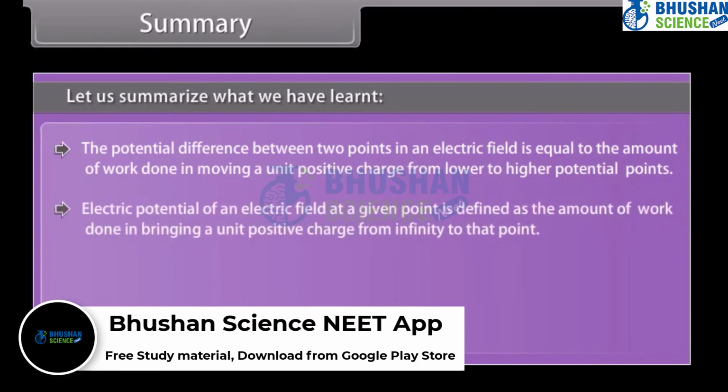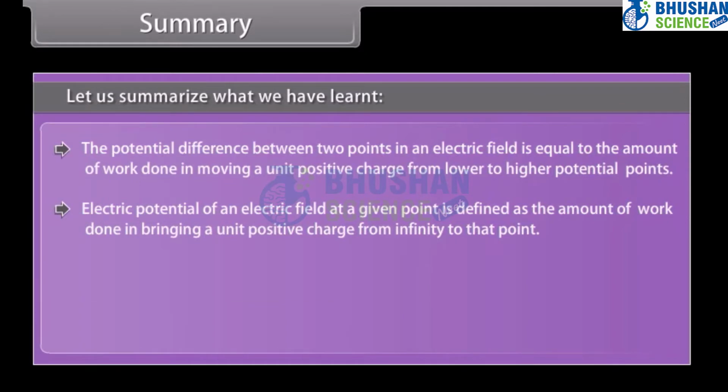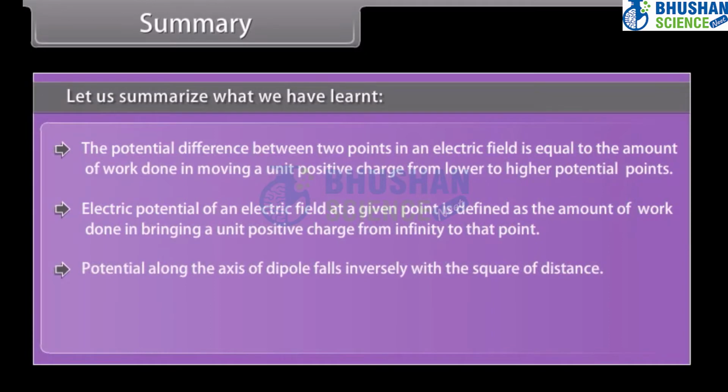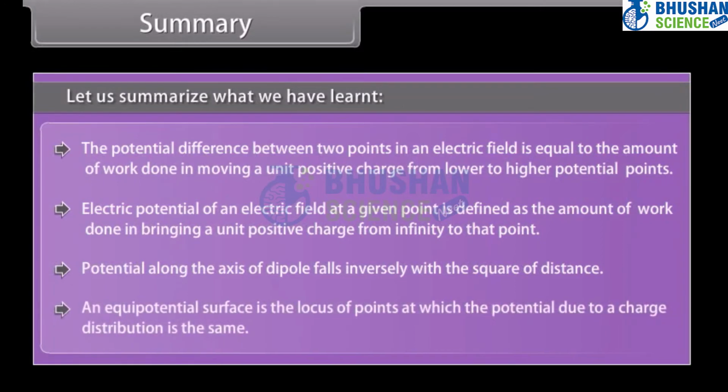Electric potential of an electric field at a given point is defined as the amount of work done in bringing a unit positive charge from infinity to that point. Potential along the axis of a dipole falls inversely with the square of distance. An equipotential surface is the locus of points at which the potential due to a charge distribution is the same.